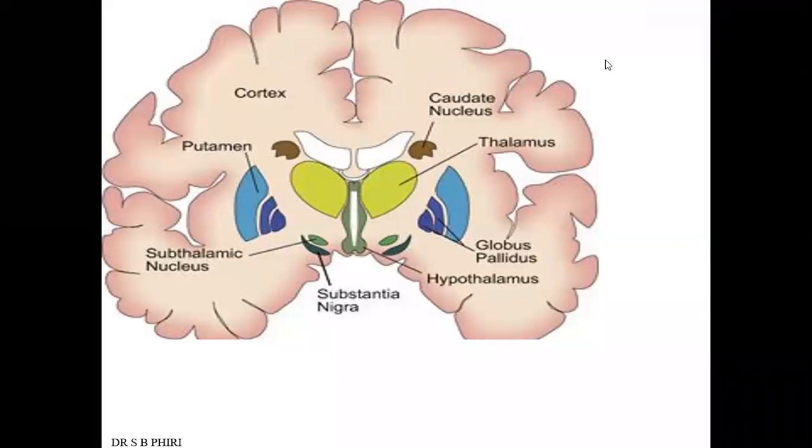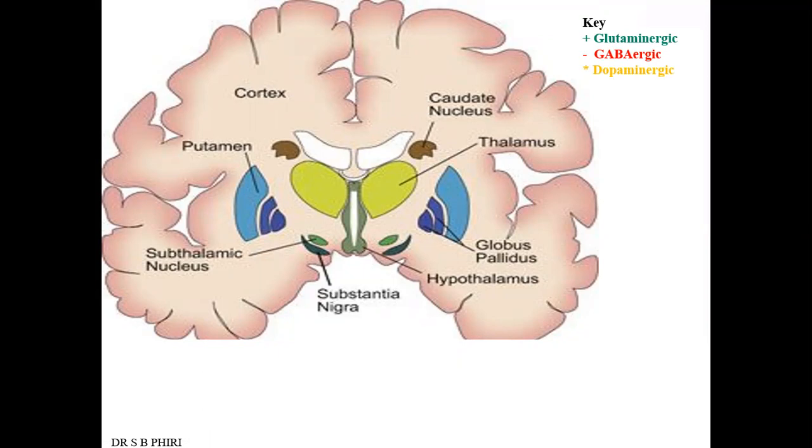So what I need you to know by now is that there are neurotransmitters that are released by the neurons of the basal ganglia. Some of them are releasing glutamate, others are releasing GABA, and others are releasing dopamine. So these are the three major neurotransmitters with regard to the function of the basal ganglia.